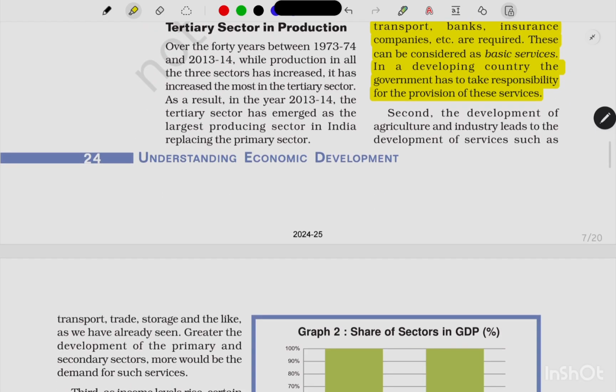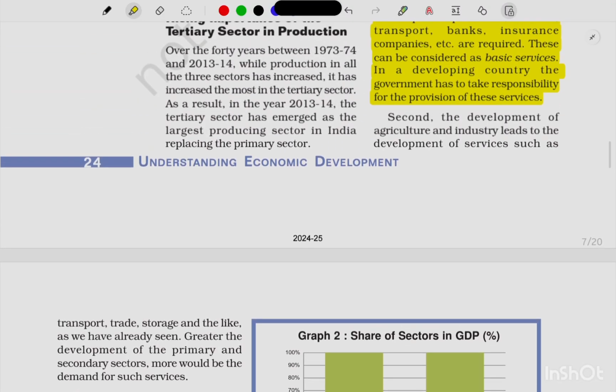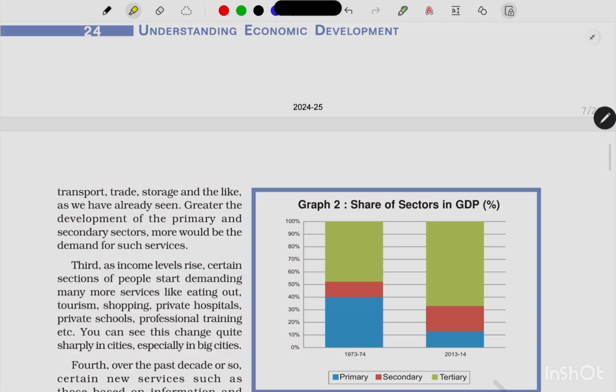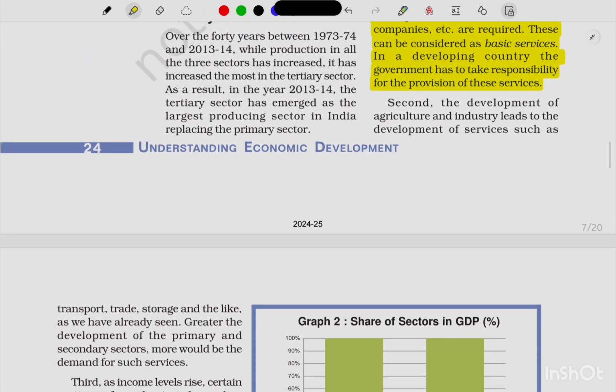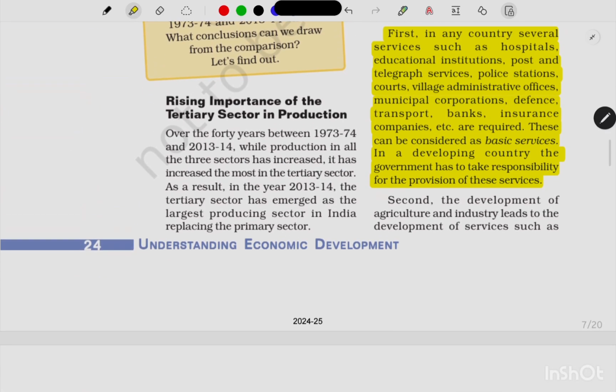Second, the development of agriculture and industry leads to the development of services such as transport, trade, storage, and the like, as we have already seen. Greater the development of the primary and secondary sectors, more would be the demand for such services.